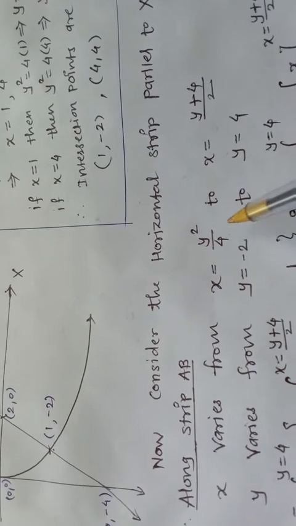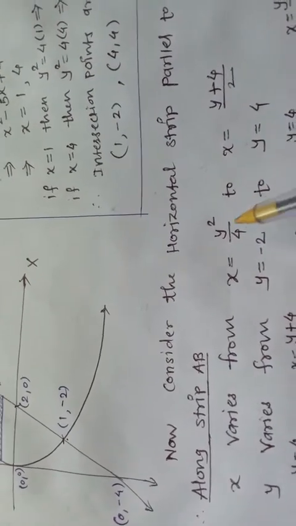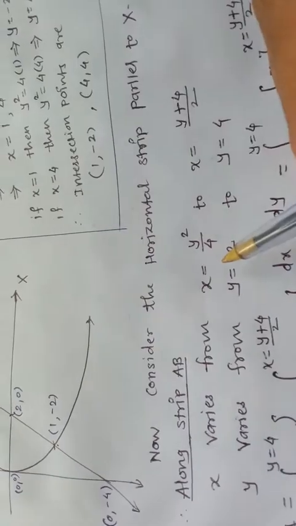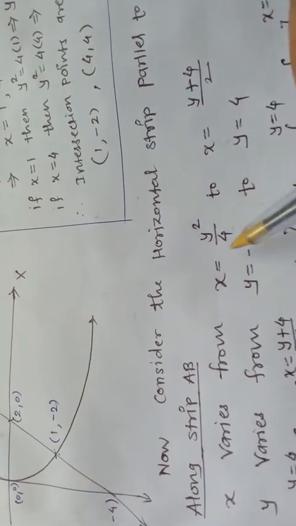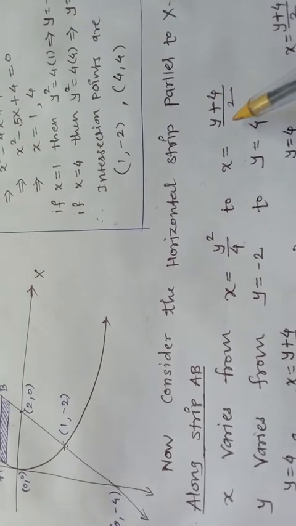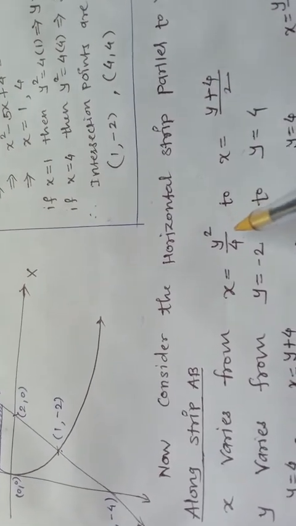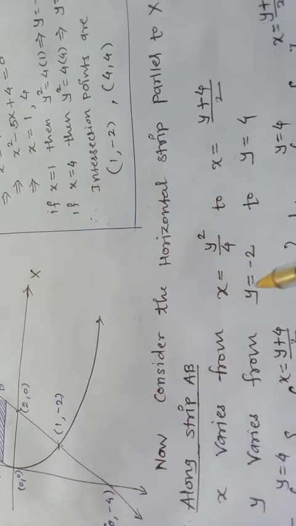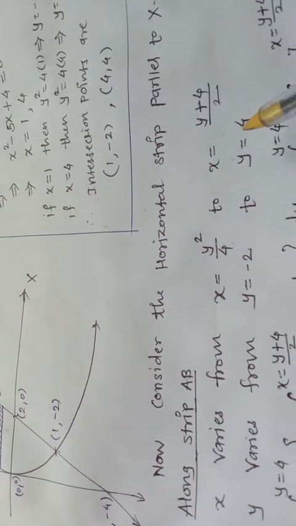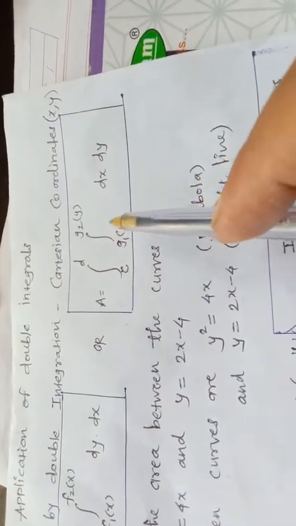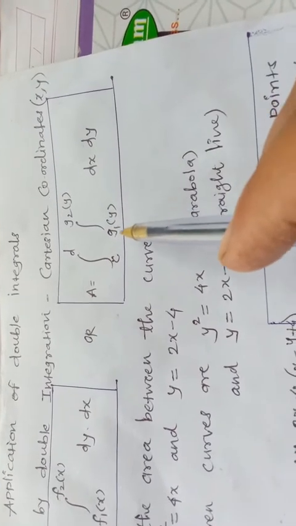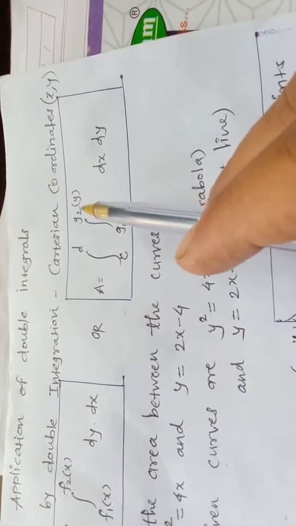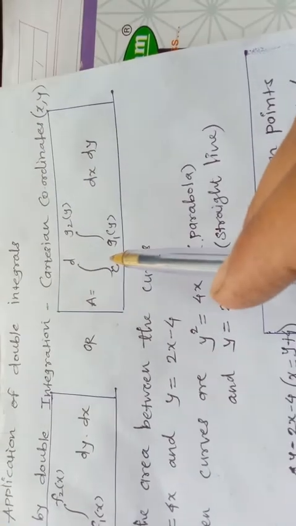Now we got the limits, so using those limits we can find the area. Before that, we can observe our x varies from a function of y to a function of y. That means our x is varying in terms of y, and y is moving constantly, that is -2 to 4. That means we have to use the second formula. In that second formula, you can observe the inside integral is moving from g1 of y, a function of y, to a function of y, and the outside integral is constant.